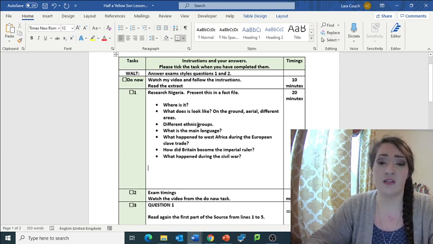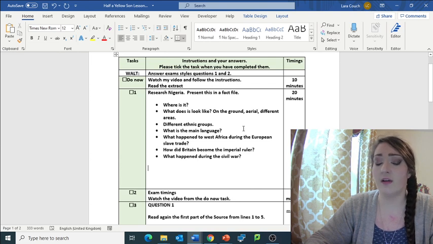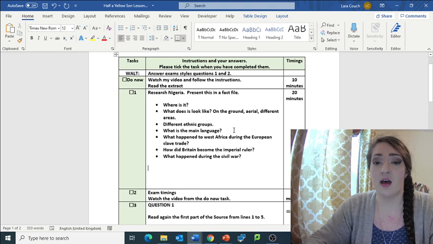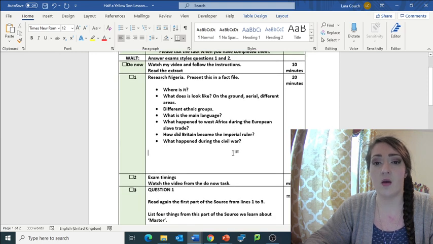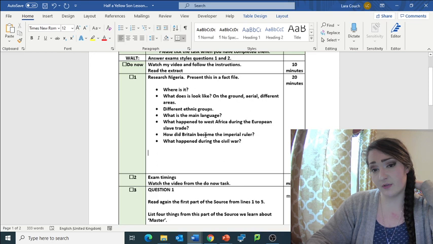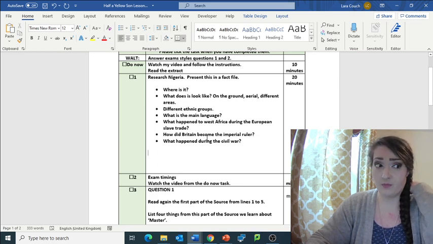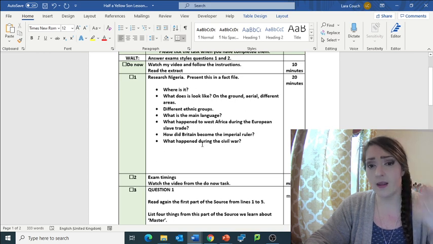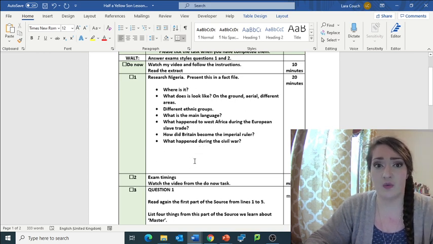Look at the different ethnic groups. There's a wide range of ethnic groups in Nigeria, and also a wide range of languages, but have a little look at that and the main language. What happened to West Africa during the European slave trade? It's a dark part of our shared history, and you'll want to look at that. How did Britain become the imperial ruler, though many countries were fighting for it? And what happened during the Civil War? This is the time the text is set in, so that will be a very important part to look at.